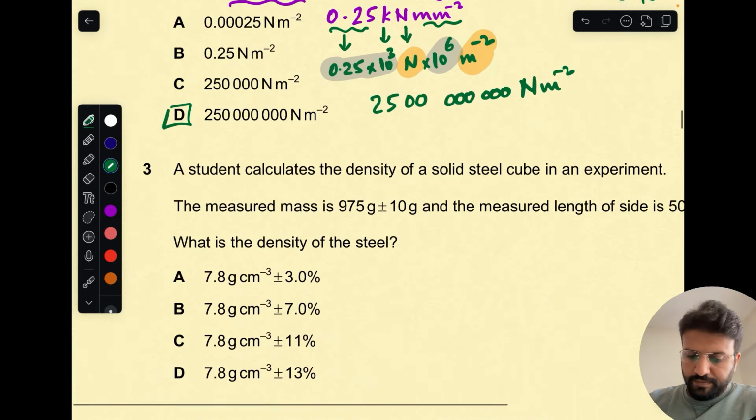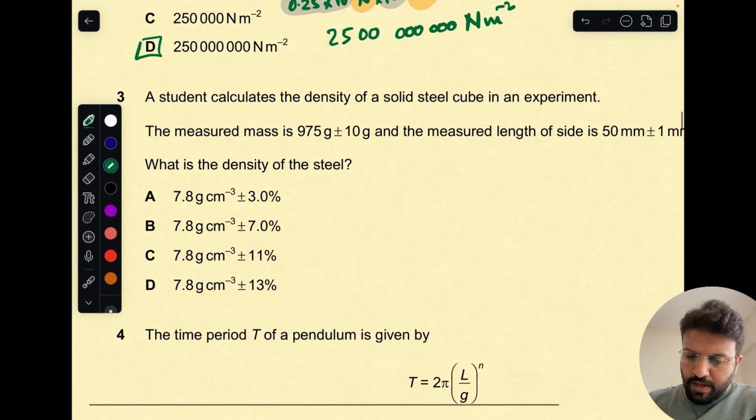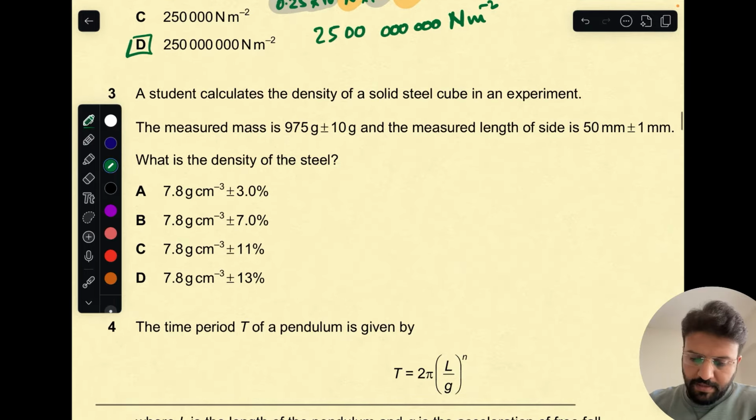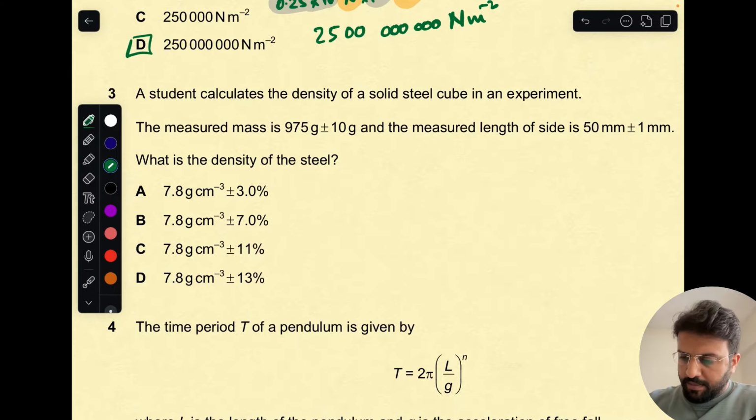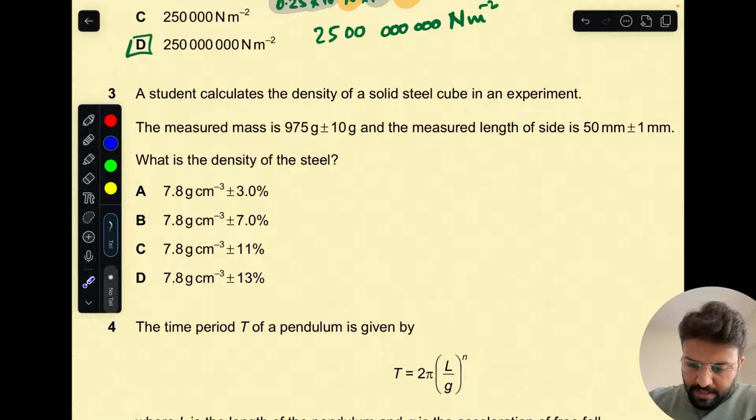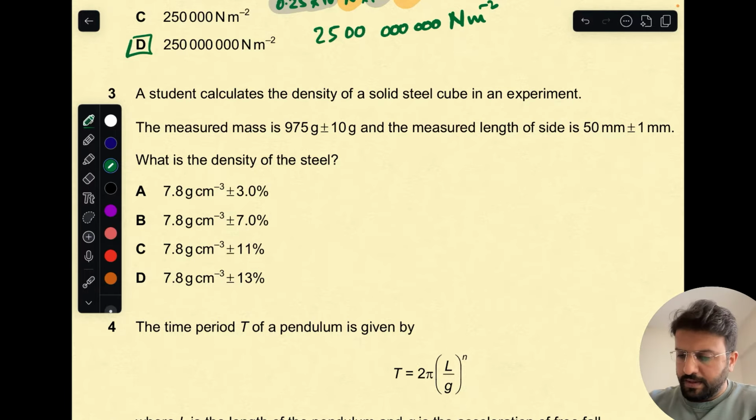Okay, in the next question, a student calculated the density of a solid cube in an experiment. The measured mass is given and the measured length is also given. What is the density of the steel? Okay, so if you look at the options, the mass is given in grams, and the options are given in grams. The length is given in millimeter, but here the units are centimeters. So let's first convert that. When you convert milli into centi, you have to divide by 10, so length is equal to 5 centimeter plus minus 0.1 centimeter.